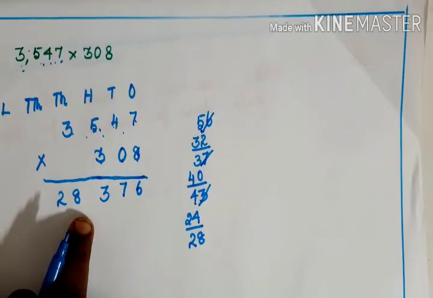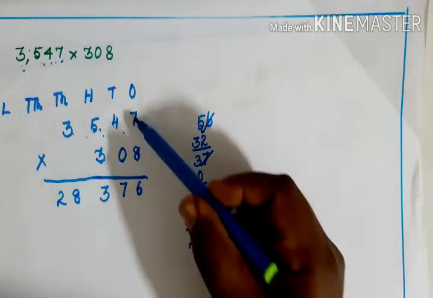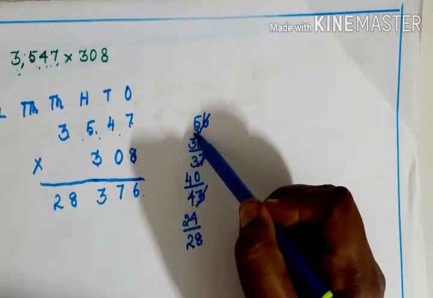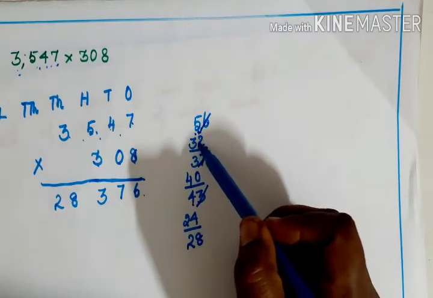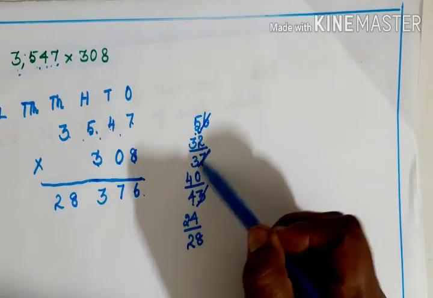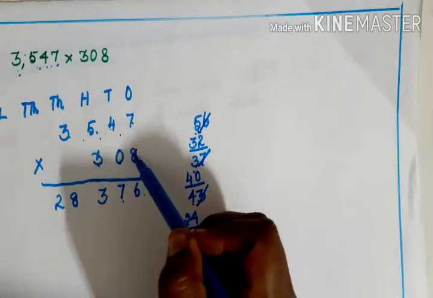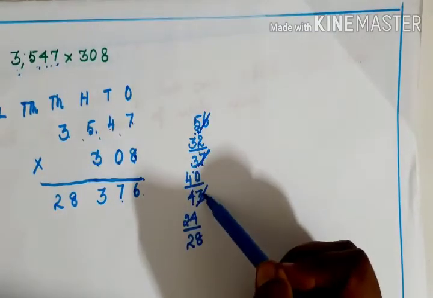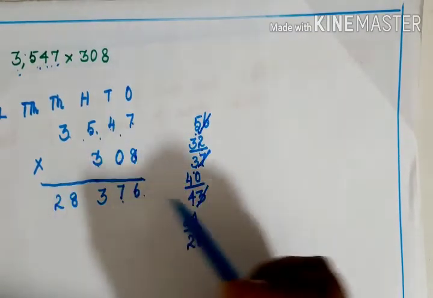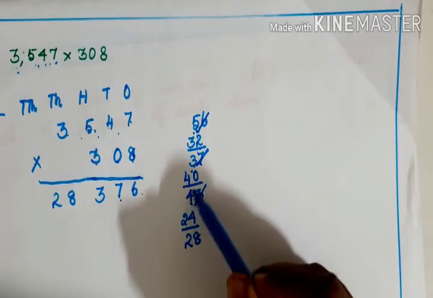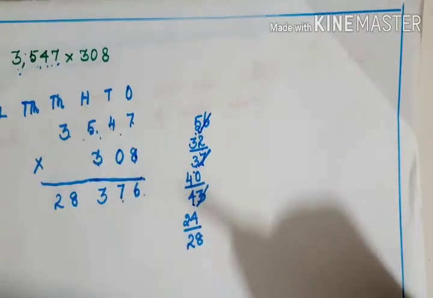Is it clear? Once more, we will repeat. 8 sevens are 56. Cancel the 6 and write it here, balance 5. 8 fours are 32. 32 plus 5 is 37. Cancel the 7 and 3 is the carryover. Then 8 fives are 40. 40 plus 3 is 43. Write 3, balance is 4. Then 8 threes are 24. 24 plus 4 is 28 and you can directly write this.